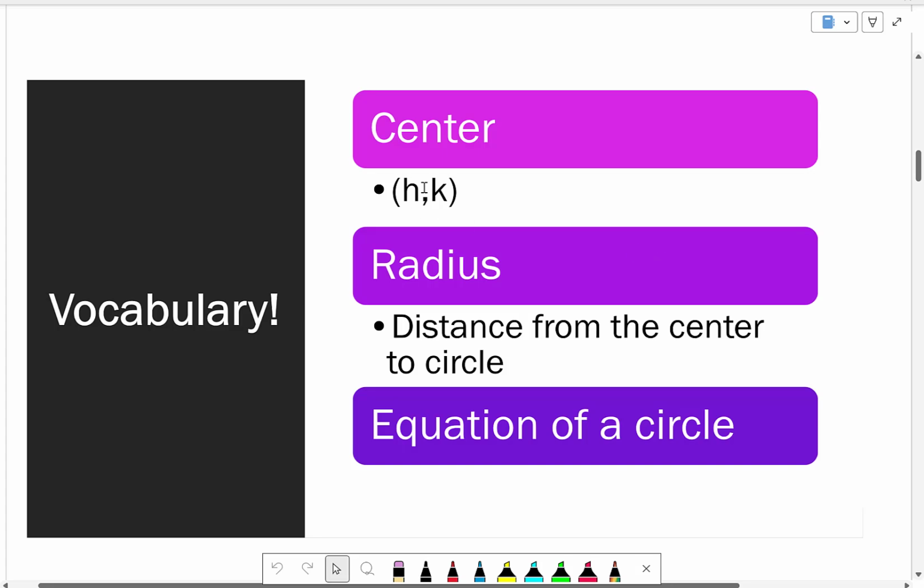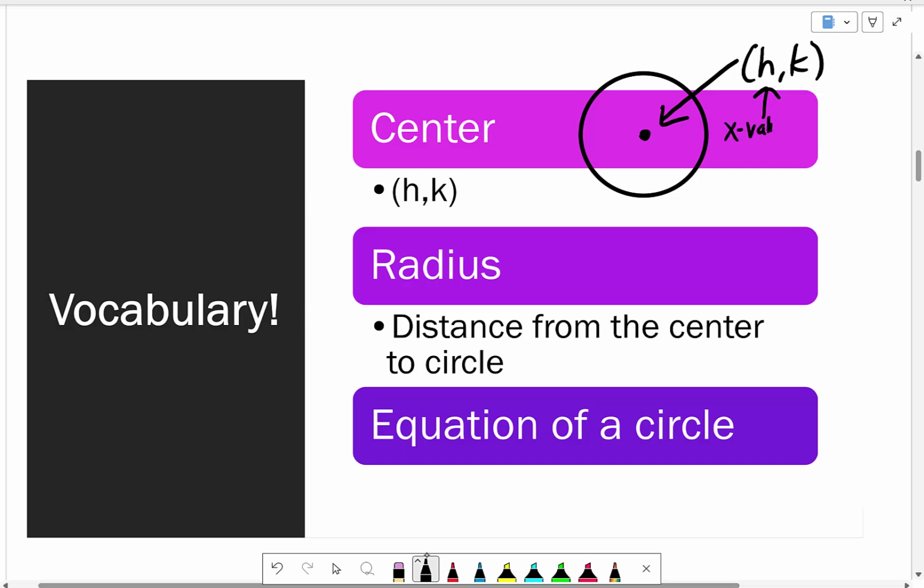Now for vocabulary. So the center of a circle is called (h, k). So for example, I have a circle here. That is the center. It's going to be (h, k). H is always the x value, and k is always the y value.